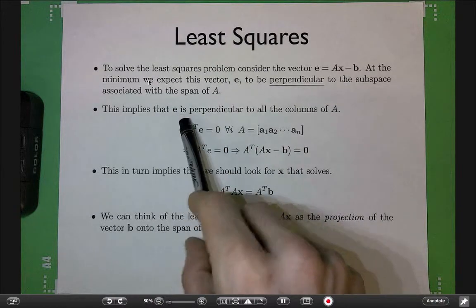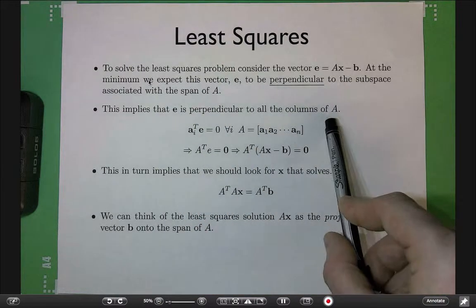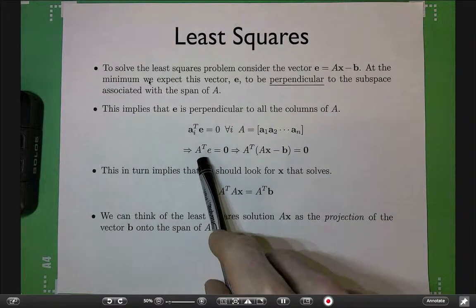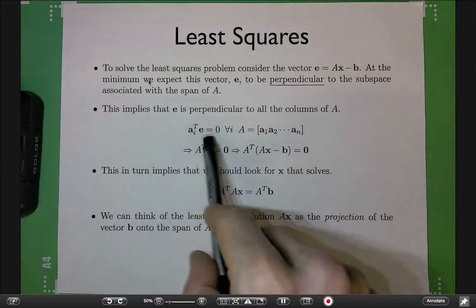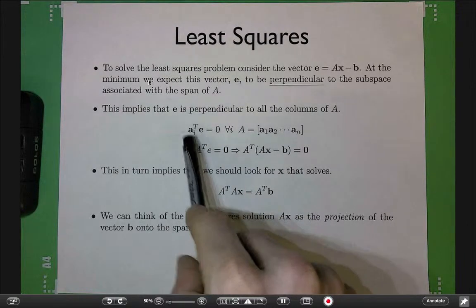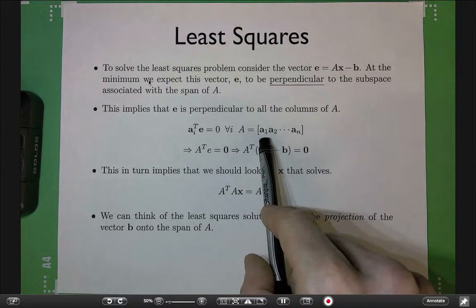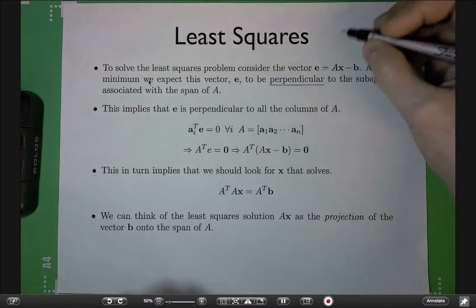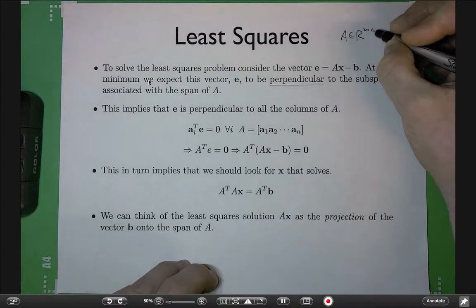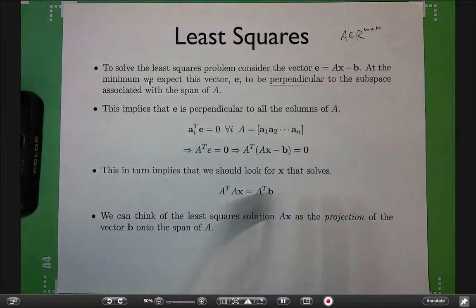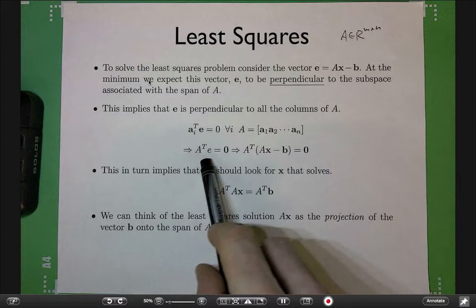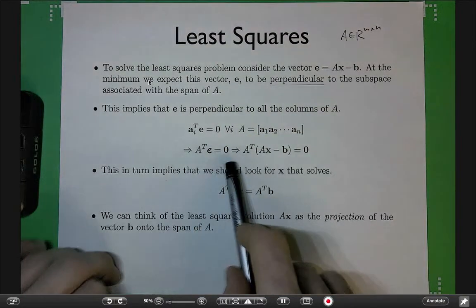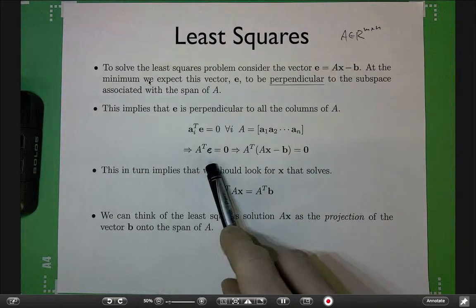So that means that E has to be perpendicular to all the columns of A, which I can write this way, right? So E is orthogonal to every column of A. If I write A like A1 is the first column, A2 is the second column, and so on, and I have n columns, so A is again an M by N matrix. And I can write it also as A transpose E, this should be bold, right, because it's a vector, is 0, right? And now look at it.